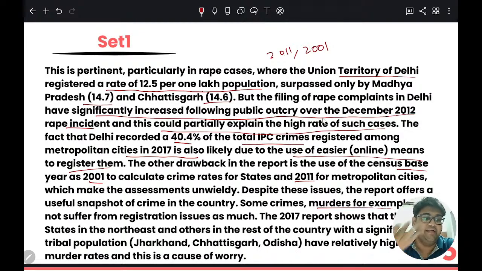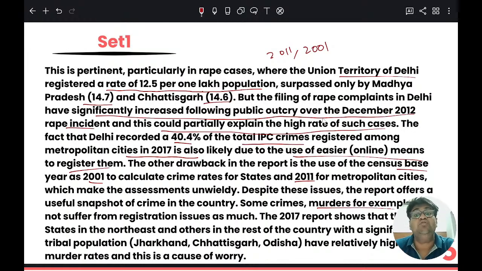Nobody needs to file a case. If you murder someone, you need not file a case; the state will initiate the inquiry on its own. So these cases do not suffer from registration issues because the state is there and is supposed to take up this sort of case.